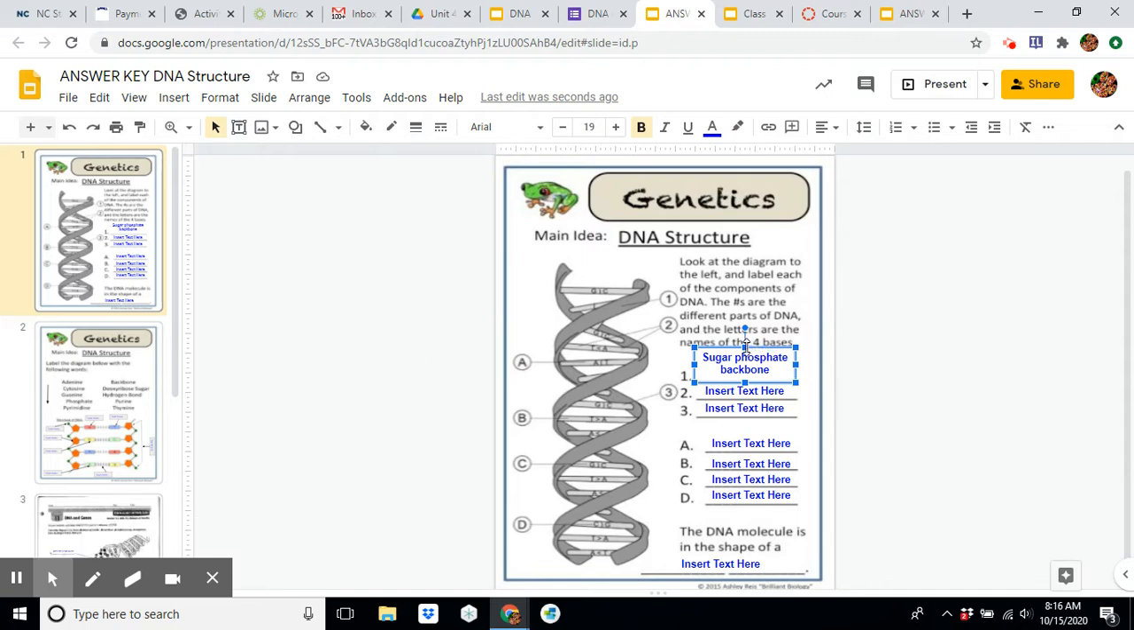So if you need to, you can move this little box up so you can fit that in there. But remember, this is the sides of the DNA called the sugar and phosphate backbone because it alternates. Number 2 is pointing to what's in the middle. These are your nitrogen base pairs. Okay. And then number 3 is pointed to a single base pair.